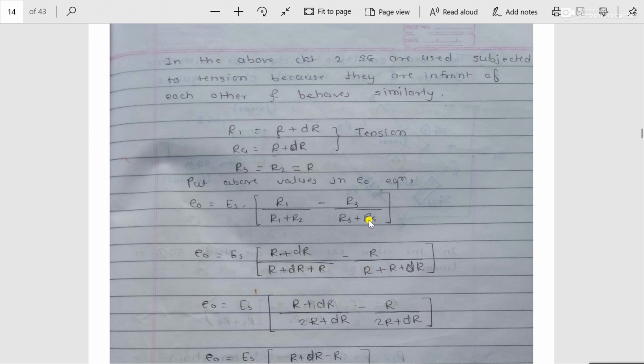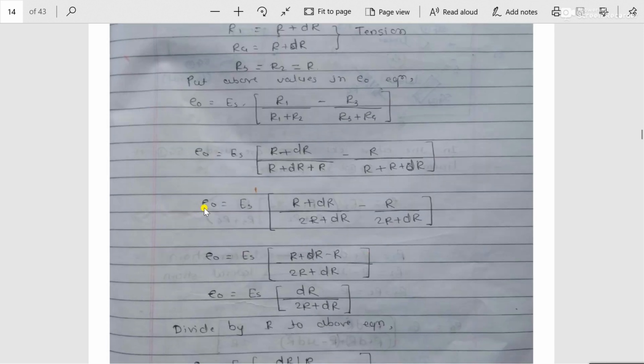R4, this is the strain gauge 2 which behaves in tension. Already I have calculated the value, R4 is equal to R plus delta R. So the equation becomes E0 is equal to ES in bracket, this numerator term as it is, R plus delta R. For the denominator, R plus R, 2R, that is 2R plus this delta R as it is, this minus sign is also as it is.